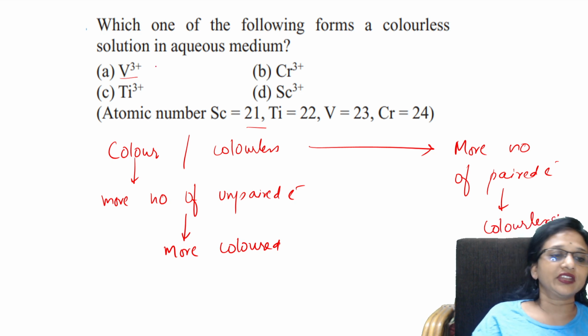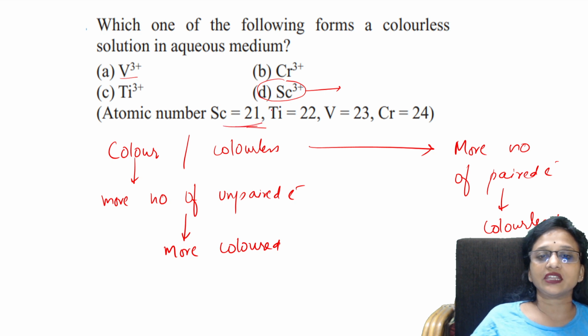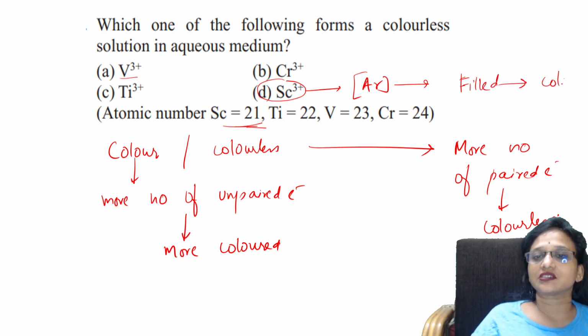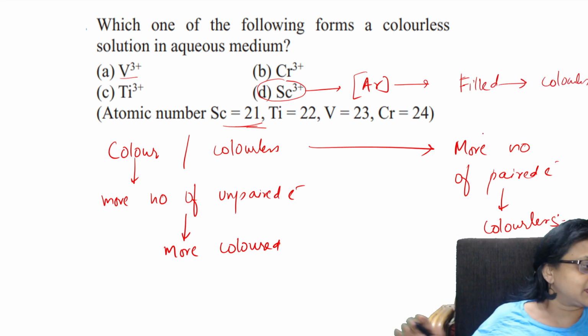Got it? So when I check scandium plus 3, after writing the configuration of 21 and taking out 3 electrons, I'm getting argon configuration here. That's why this is filled and automatically colorless. We have to judge color like that.